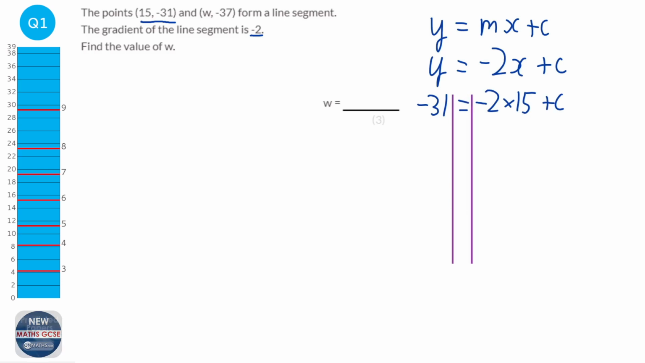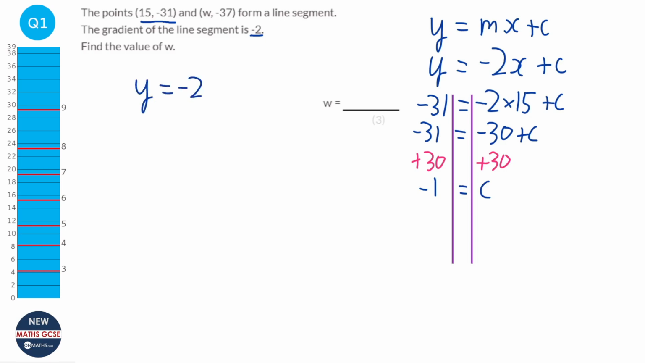So first thing I'm going to do is just tidy this up. -2 times 15 is -30, so -30 plus c. And I'm just going to add 30 to both sides to get c on its own. So that would be -1 equals c. So c is -1. So we now know that the equation is y equals -2x minus 1.